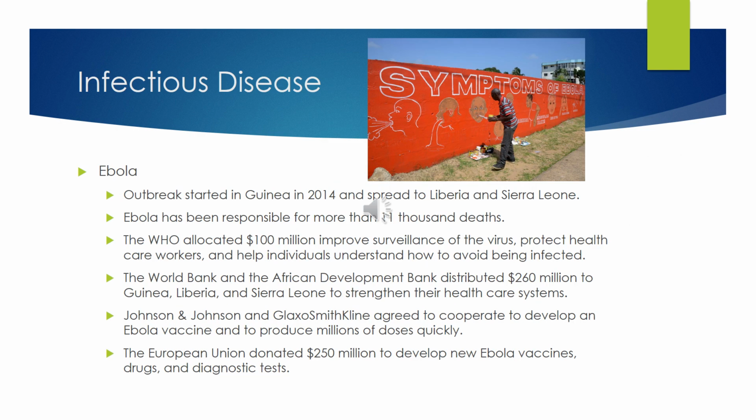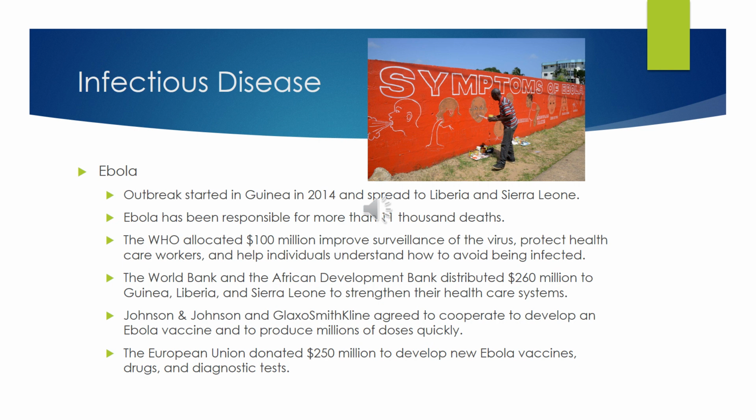Now moving on to Ebola. As some of you may know, the Ebola outbreak started in 2014 in Guinea. This outbreak spread to Liberia and Sierra Leone. Ebola has been responsible for more than 11,000 deaths worldwide. In looking at efforts to counteract this disease, the World Health Organization allocated $100 million to improve surveillance of the virus, protect healthcare workers, and help individuals understand how to avoid being infected.